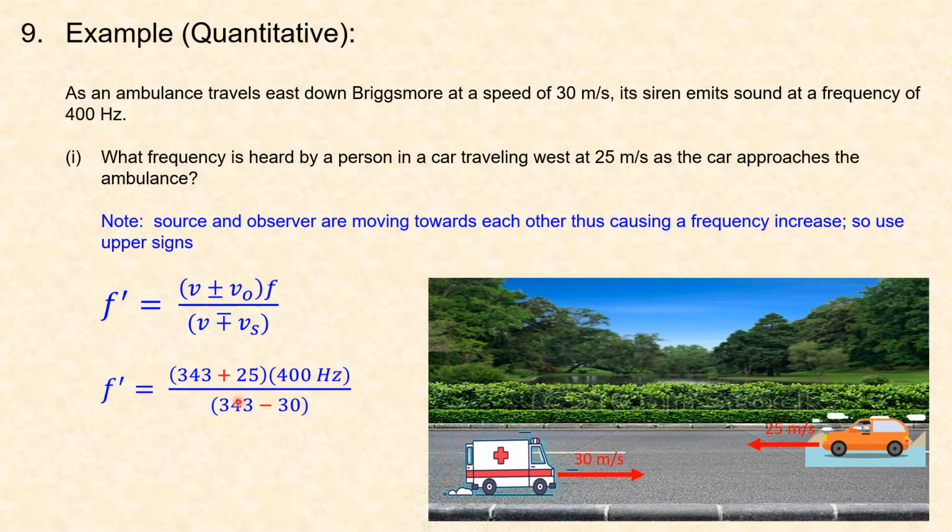The only difficult part here is choosing the correct sign. We choose the signs that make the frequency increase for both sound source and sound observer, and when we do the number crunching, we get this value of 470 hertz. Always check: the original frequency of the siren is 400 hertz, so we would expect that as the observer is moving towards that source of sound it should be a higher frequency, which it is.